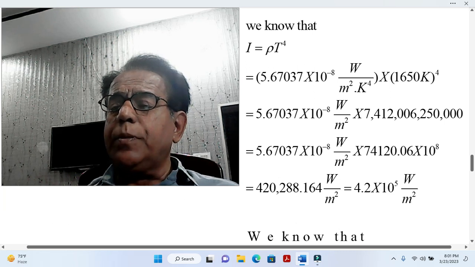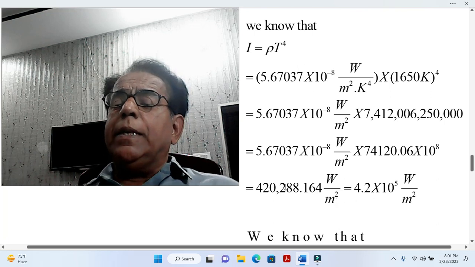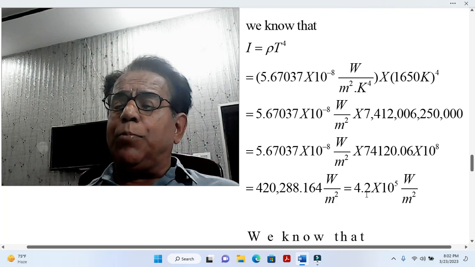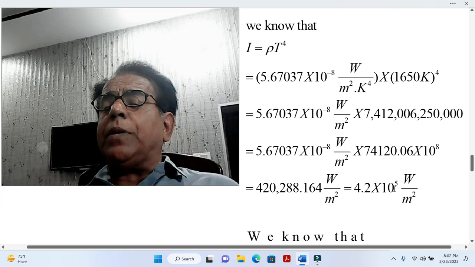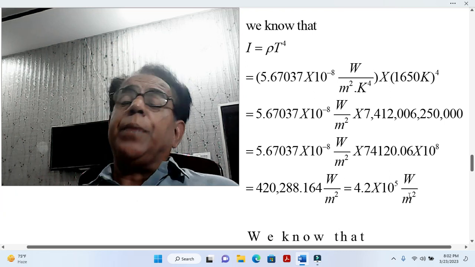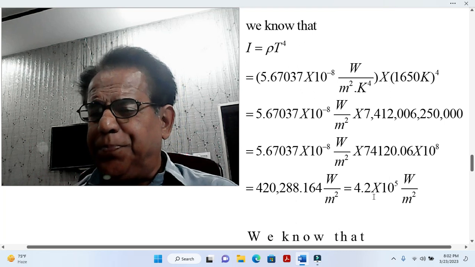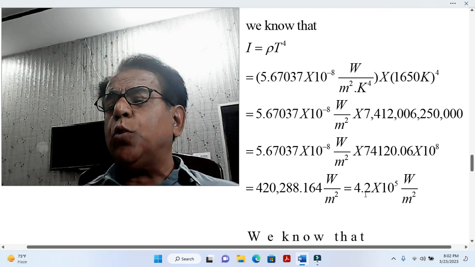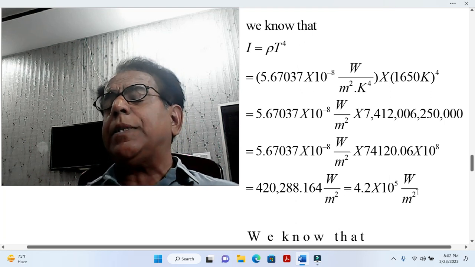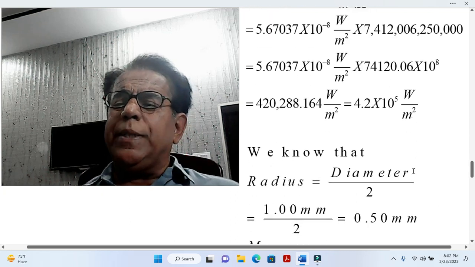In the next step we have rearranged this figure in this shape: 4.2 into 10 raised to the power 8 Weber per meter square. We can also write it as 0.42 into 10 to power 6 Weber per meter square. So it is our discretion.